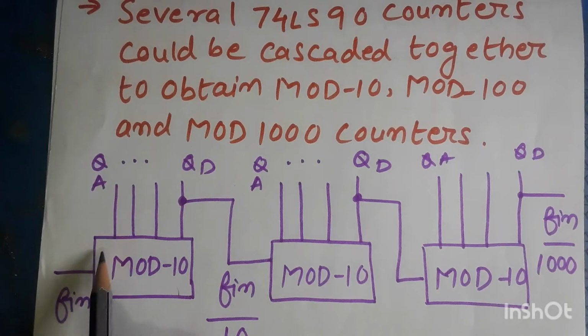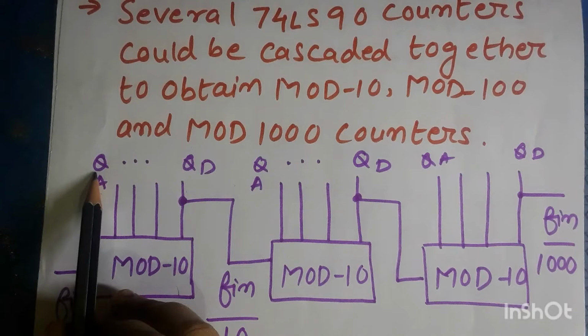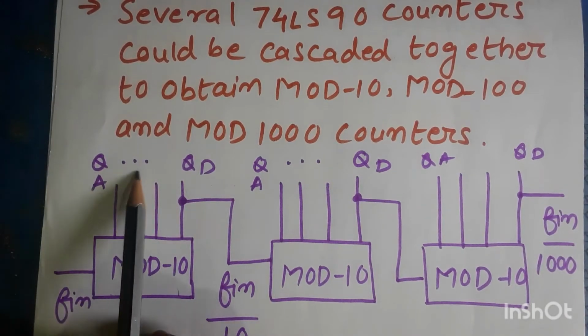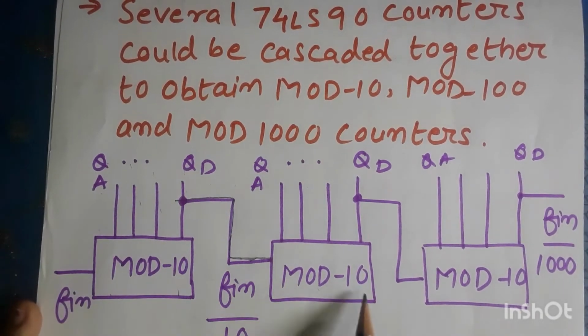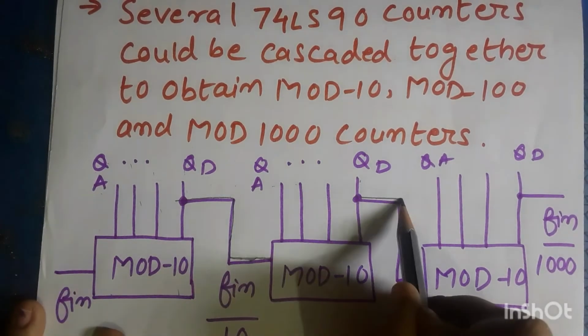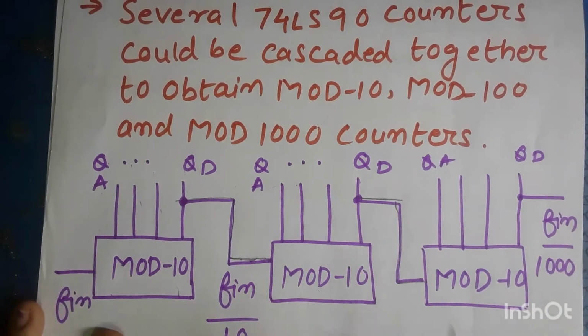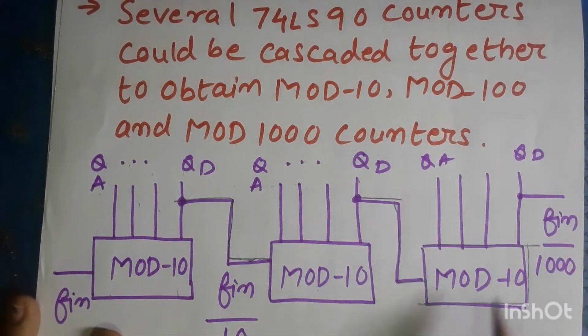Each mode 10 counter has 4 input lines A, B, C, D and 4 output lines QA, QB, QC, QD. QD is going to the clock input of the second mode 10 counter, which gives QA, QB, QC, QD. The QD output from the second stage is going to the clock input of the third stage, mode 10, with outputs QA, QB, QC, QD. And I am getting input frequency Fin divided by 1000. So this is the modulus 1000 counter.